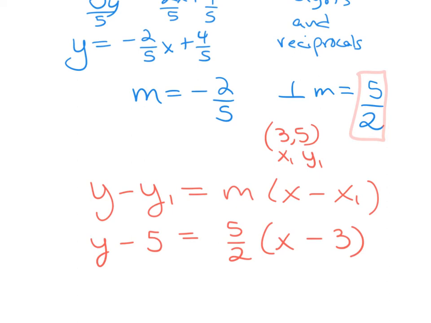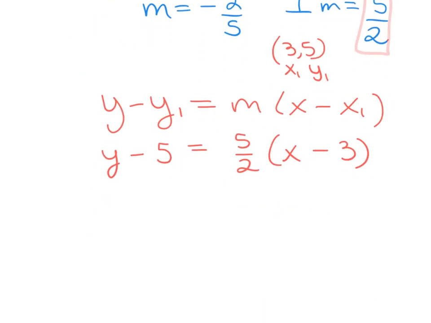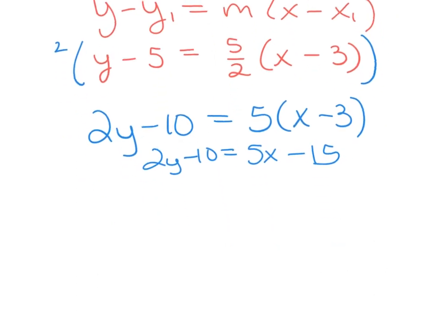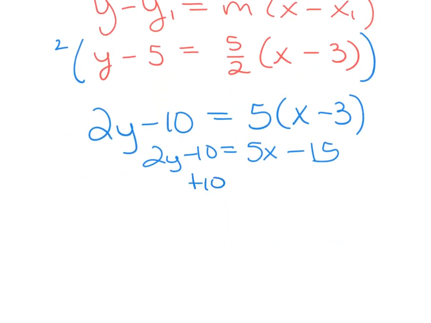Now, if it wants standard form, let's clear my fraction. Times everything by 2. I'm going to distribute. Rewrite the left side. And now I'm going to add 10. Get the constant together.